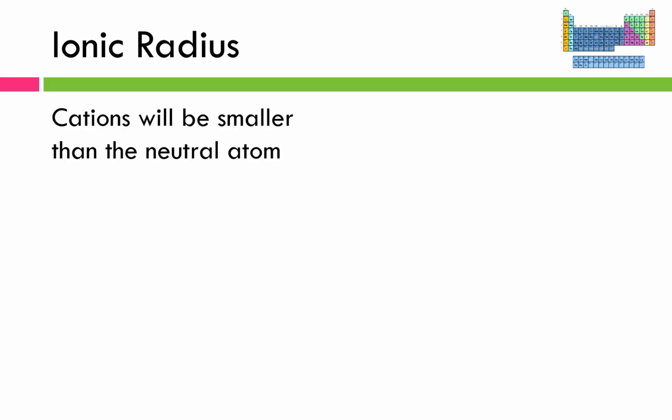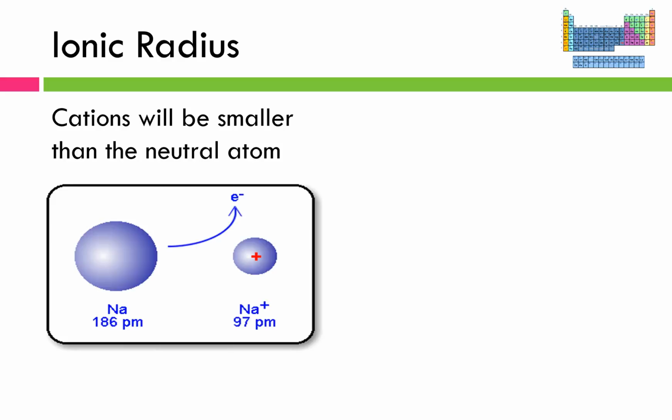When an atom loses an electron to form a cation, the cation is smaller than the neutral atom. So for example, if we take sodium, which is a metal, we know metals like to lose electrons. Sodium on its own has an atomic radius of about 186 picometers. The sodium plus ion shrinks down to 97 picometers. So a pretty big drastic change in ionic radius in this case.